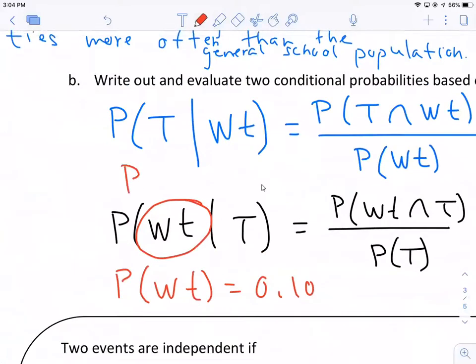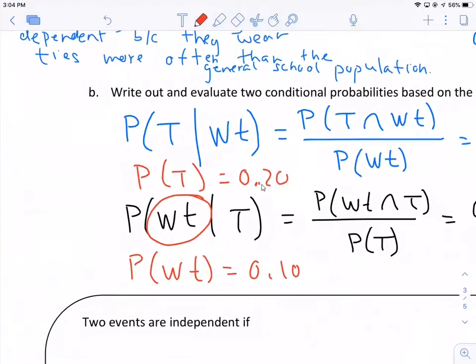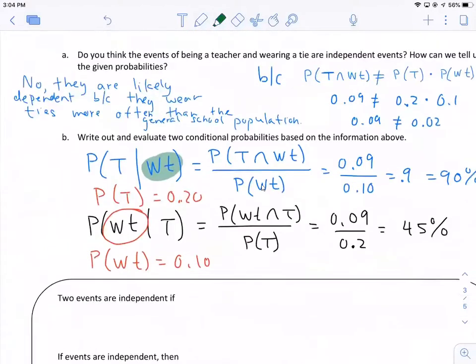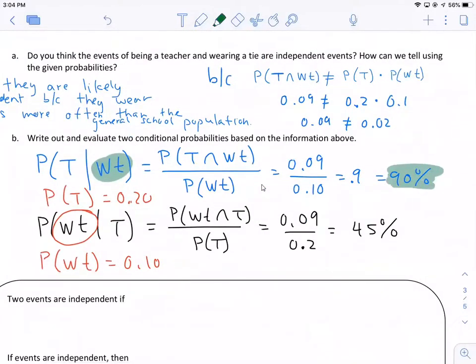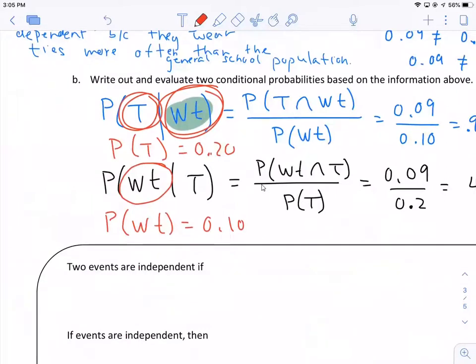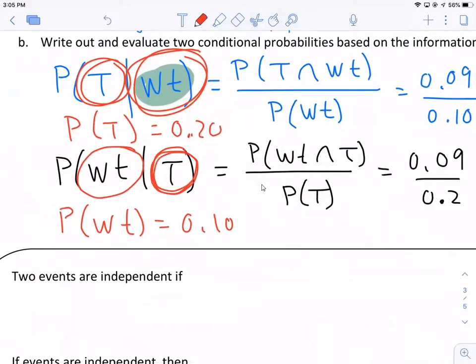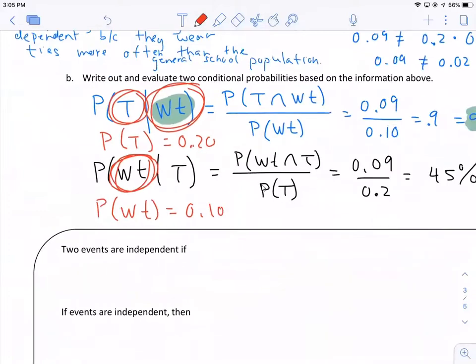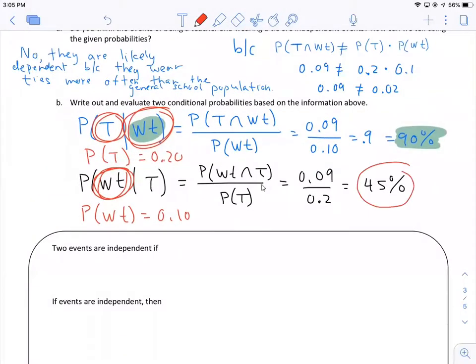Right, and the probability of being a teacher was 20%. But once we add in this condition, this probability skyrocketed way up, right? And now it went to 90% after I included that condition. So this obviously had a huge impact on whether or not the person was a teacher, right? Same thing here. Given that the person was a teacher, had a huge impact on the probability of whether or not they wore a tie, right? 45% compared to just 10% if we do not include the given.